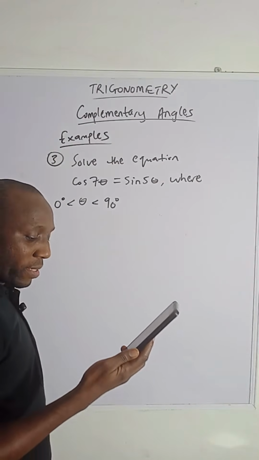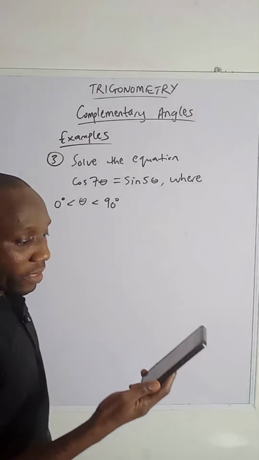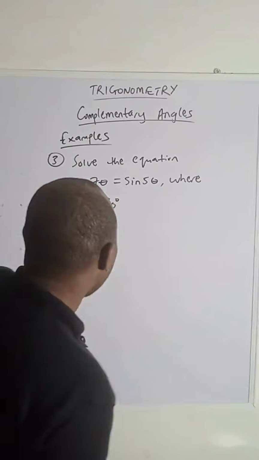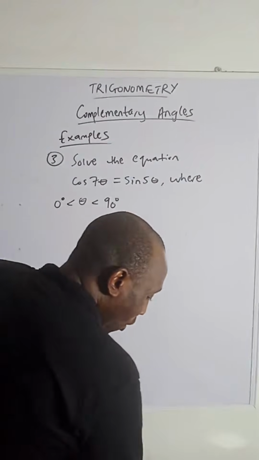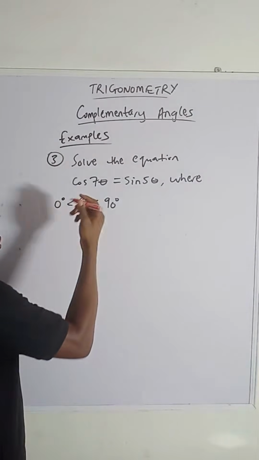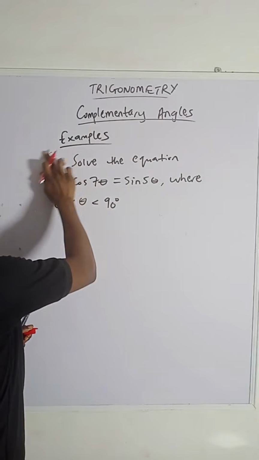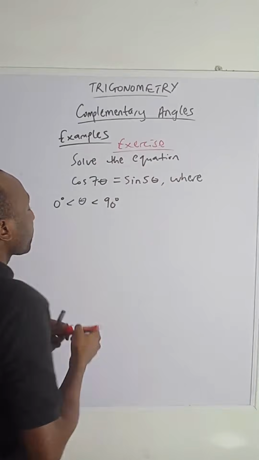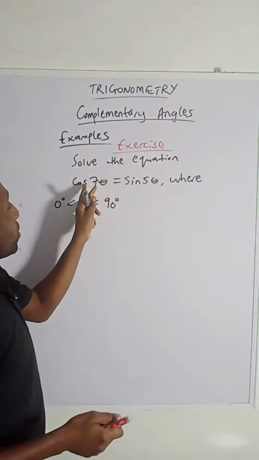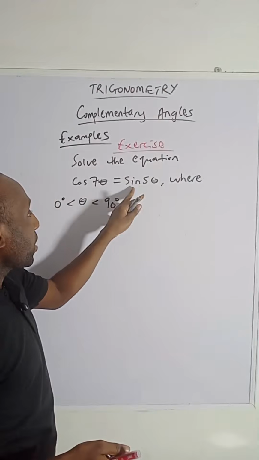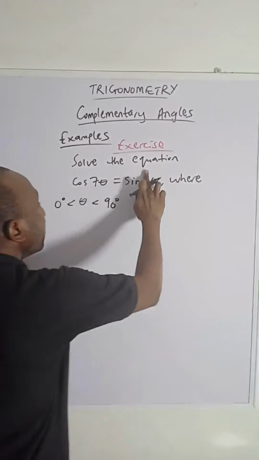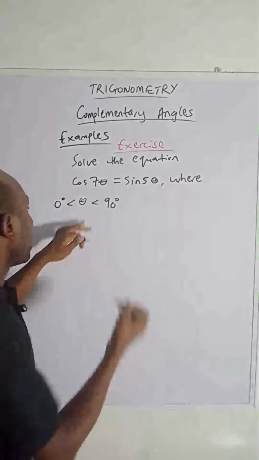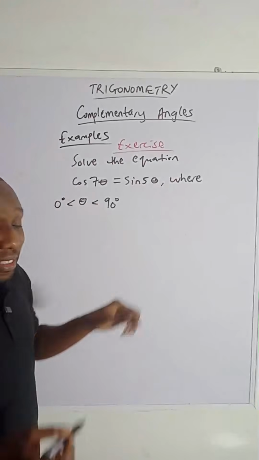Exactly, Sandeep, replace sine with cos and you get the answer. That is very correct. Please do it fast. It's actually an exercise for you to do. Maybe I should write this here so you understand what I'm saying. So solve the equation: cos 7 theta is equal to sine 5 theta, where theta is between 0 degrees and 90 degrees.